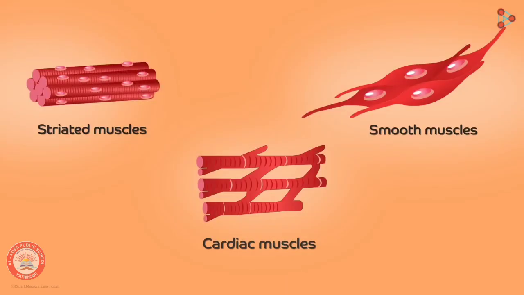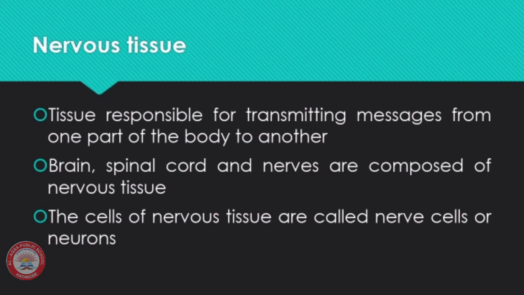So, the three types of muscles in our body are striated muscles, smooth muscles, and cardiac muscles. Next is the nervous tissue. That is the tissue which is responsible for transmitting or carrying messages from one part of the body to another. Our brain, spinal cord, and nerves are composed of nervous tissue.